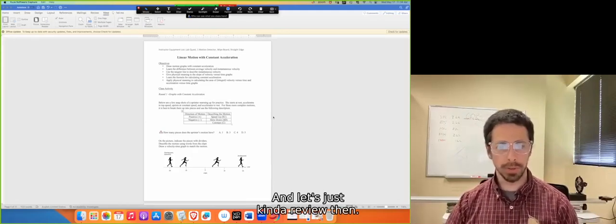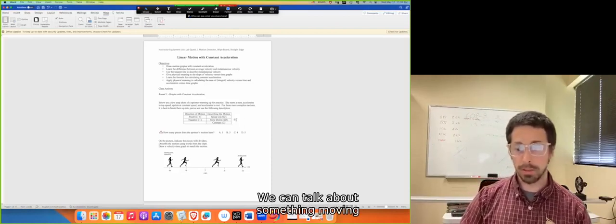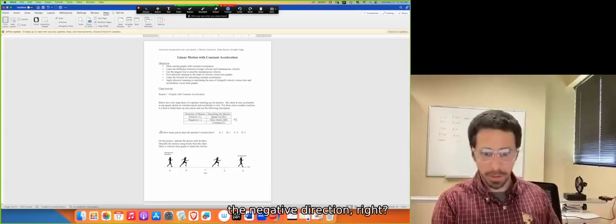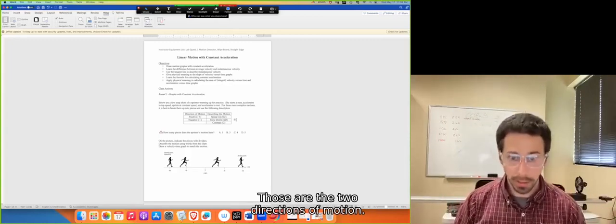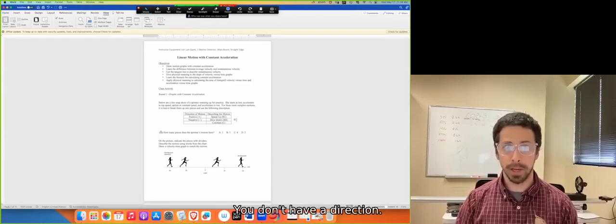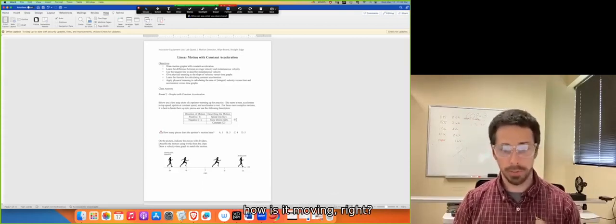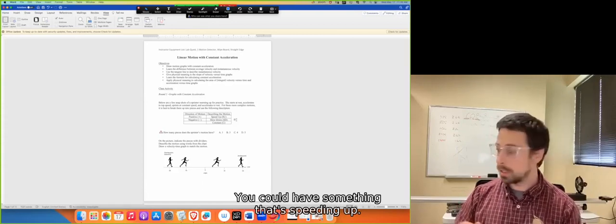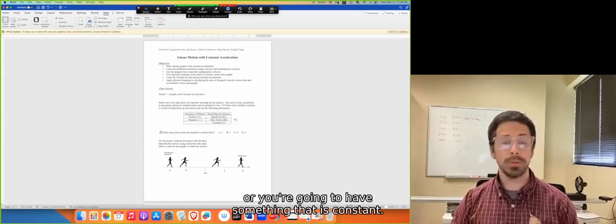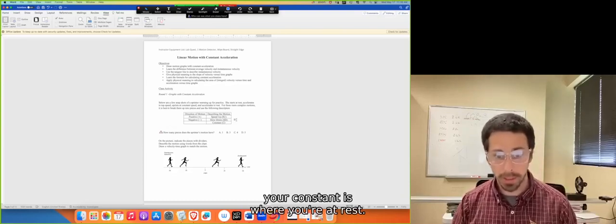And let's just kind of review. There's a little table here, right? For motion, we can talk about something moving in the positive direction, or we can talk about something moving in the negative direction, right? Those are the two directions of motion. Of course, if you're standing still, you're not going anywhere, so you don't have a direction. Then we have to talk about how it is moving. You could have something that's speeding up, slowing down, or constant, right? A special situation where you're constant is where you're at rest.